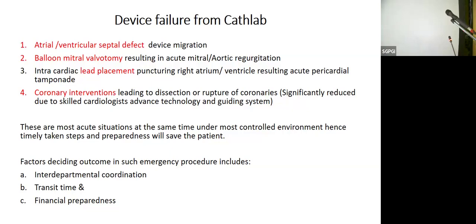So these are the situations where we have to act immediately and take the patient to the OT and actually operate. So in this, interdepartmental coordination is very important. And with that, we need a quick response time because we don't have a hybrid OT where these cases can be taken. And last but not the least is financial preparedness.